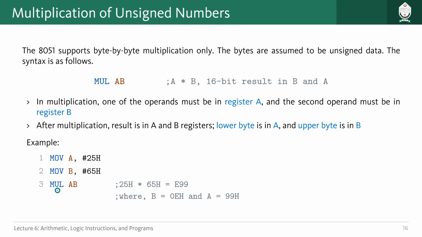For example, here you can see if I multiply these two values 25 and 65, the result should be E99, right? Which will be saved in a 16-bit form. The upper byte, which is 0EH, will be saved in register B and the lower byte 99H will be saved in register A.